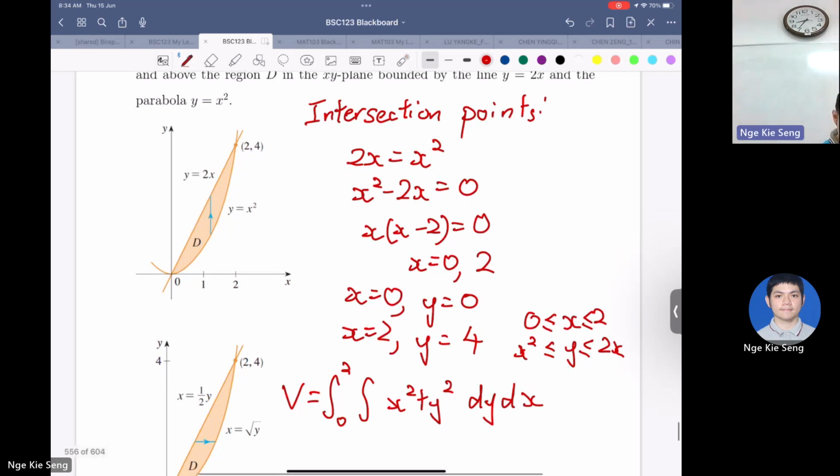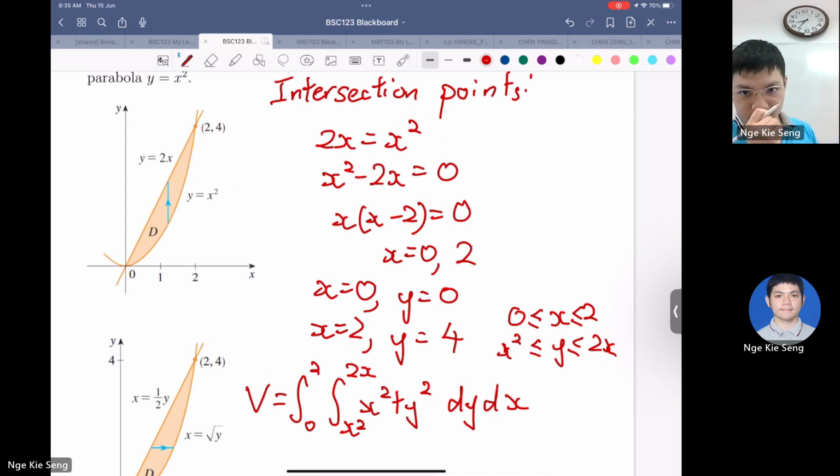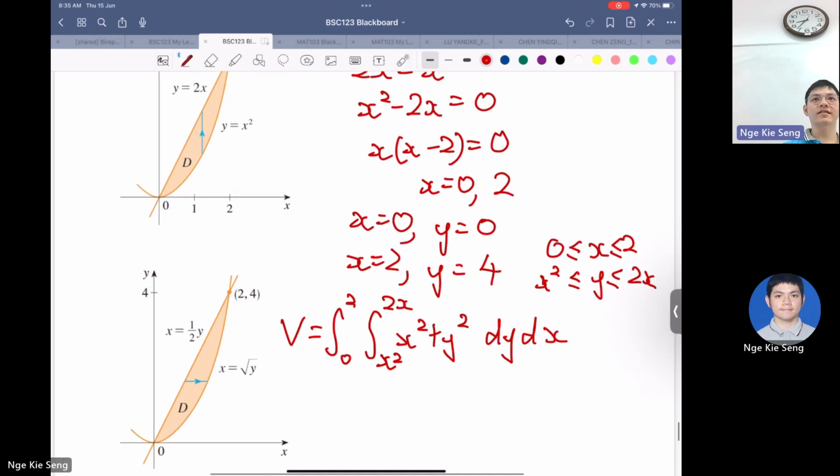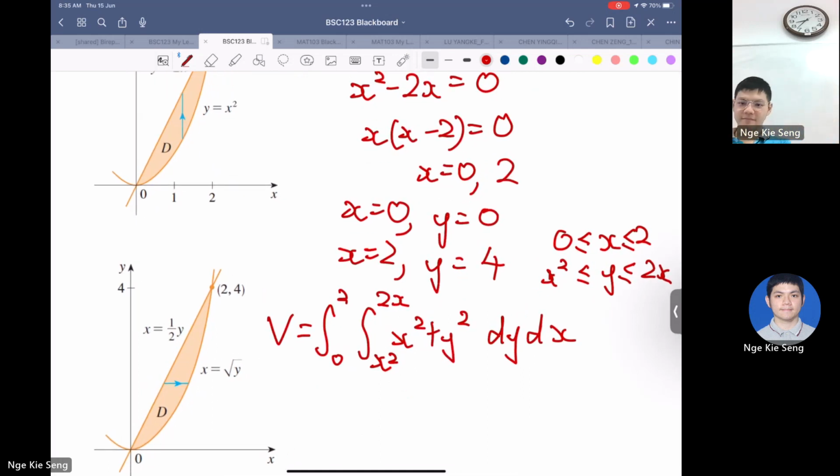Okay. So y is integrating from x squared to 2x. So do this computation here. I give you 2 minutes. Try this integral here.